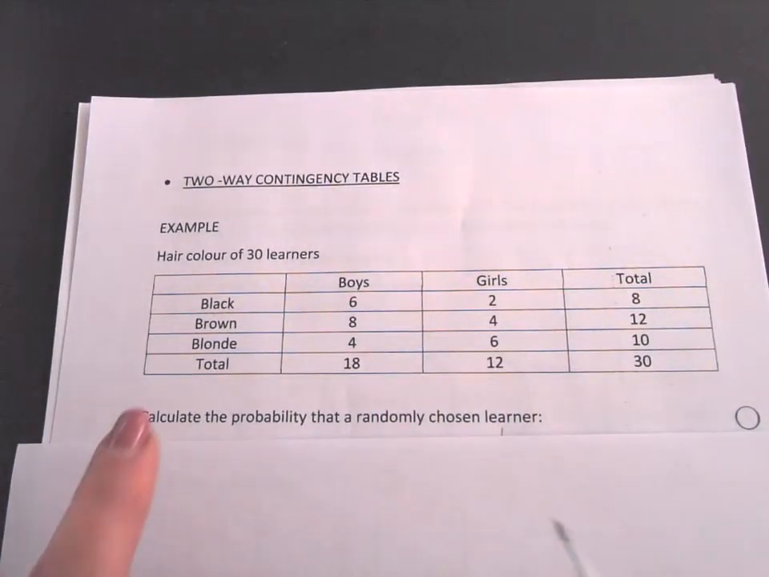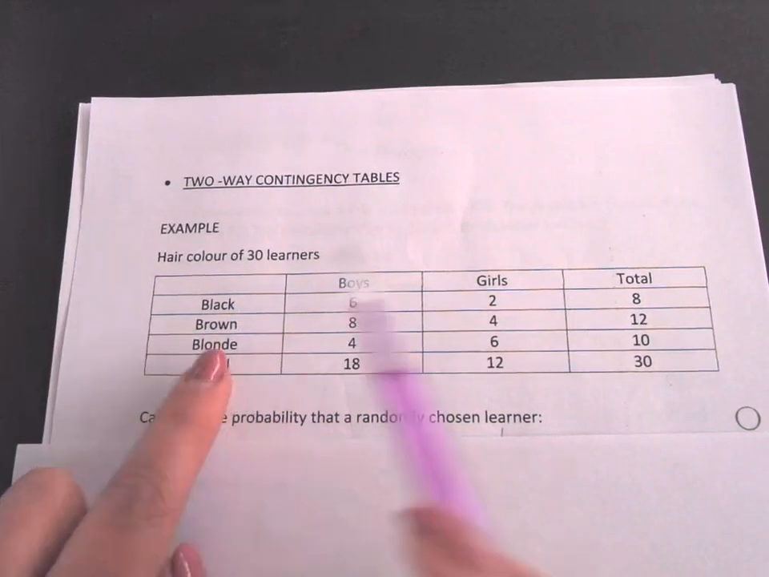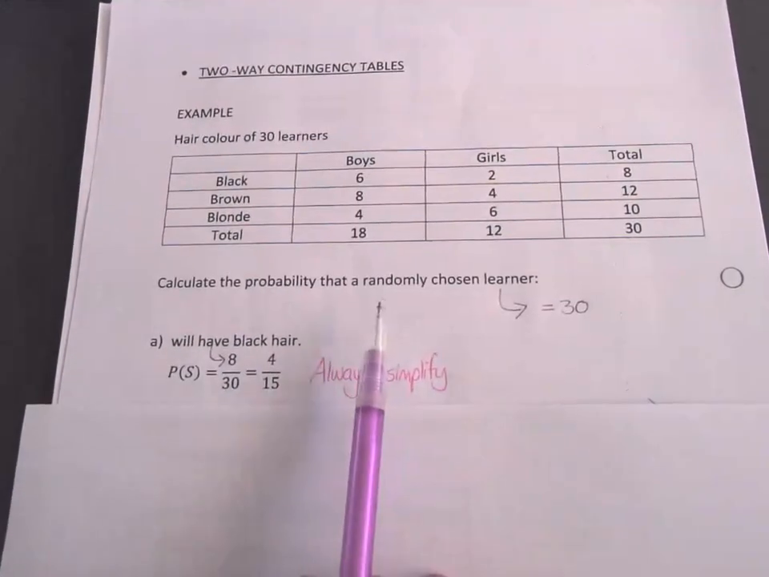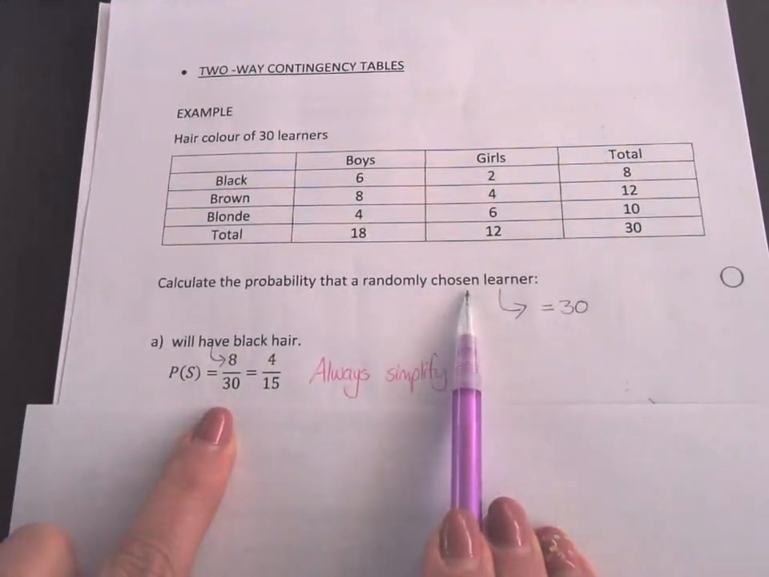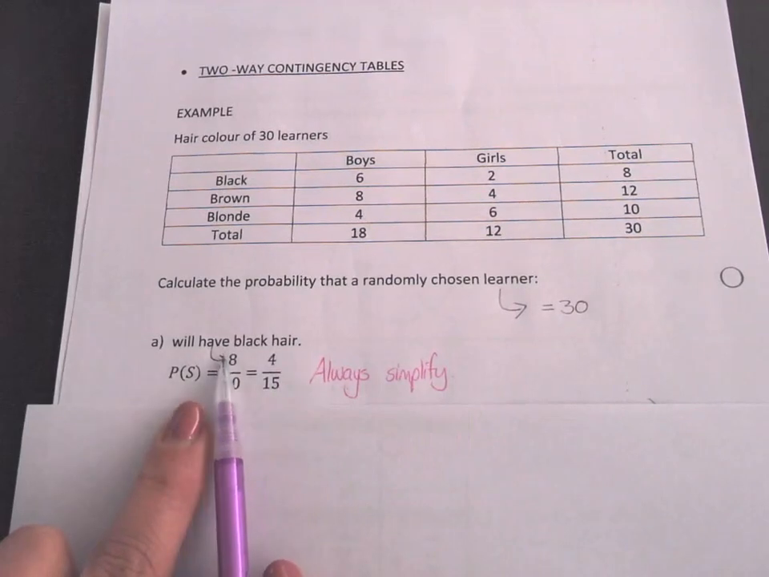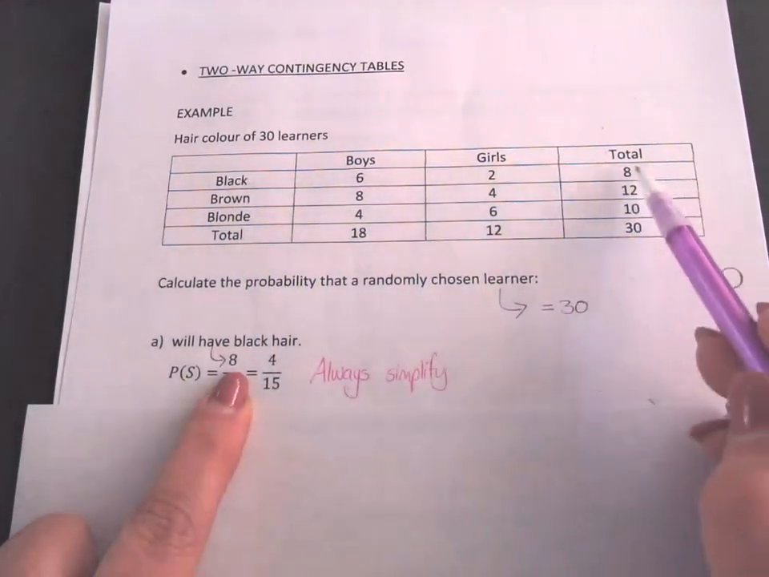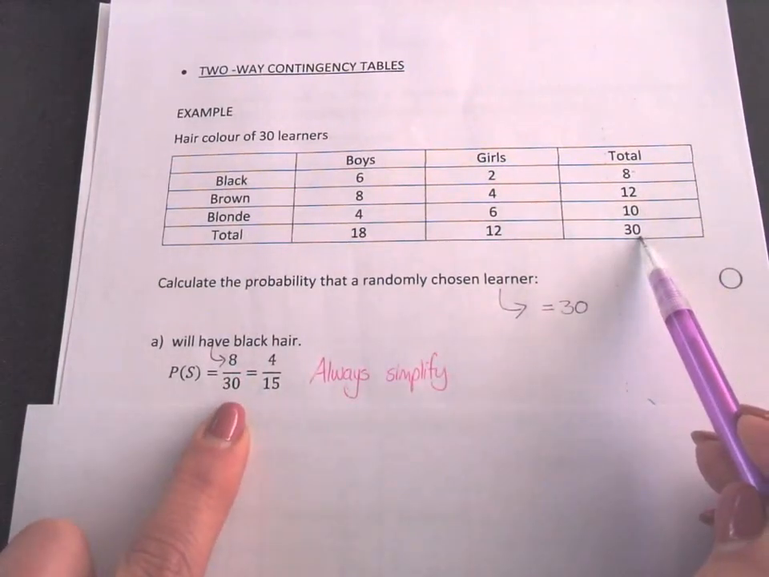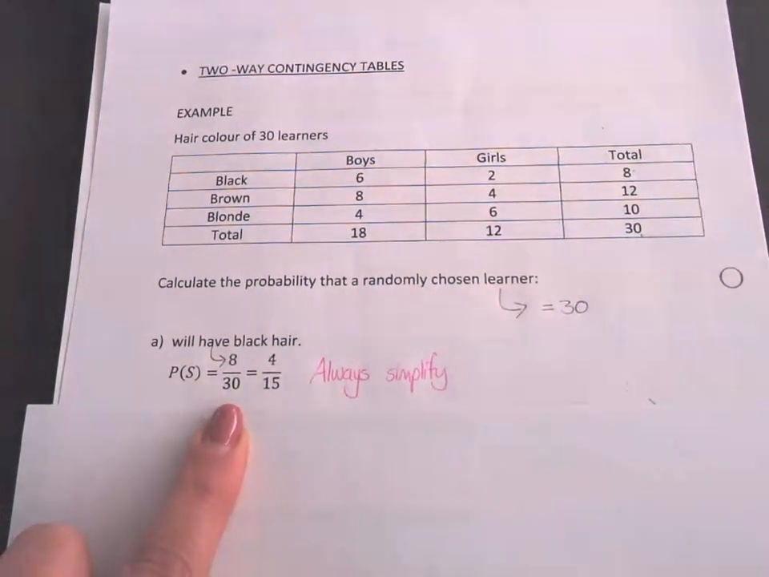Wake up. Either black, brown or blonde. So the first question. What is the probability if we choose a learner randomly who has black hair? Black hair, 8 out of 30. I didn't specify that it should be a boy or it should be a girl. So we take the grand total.